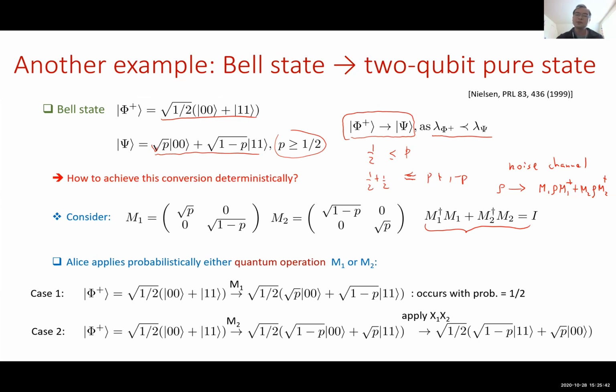Yeah. So just as a remark, how do we apply this? Maybe I have an ancilla and I apply a unitary. And if the ancilla is 0, that's my M1, acting on psi.